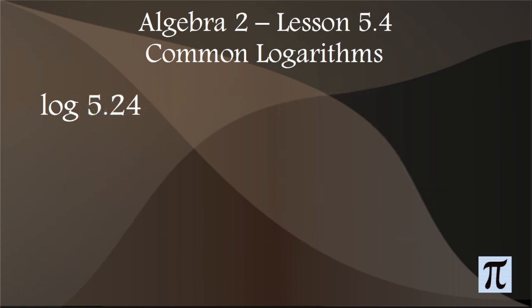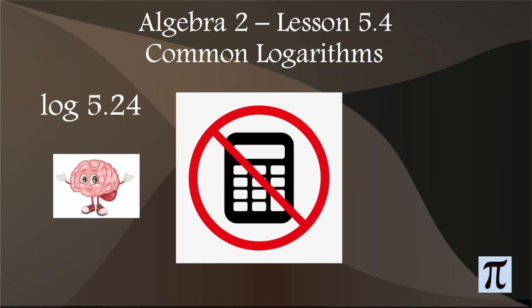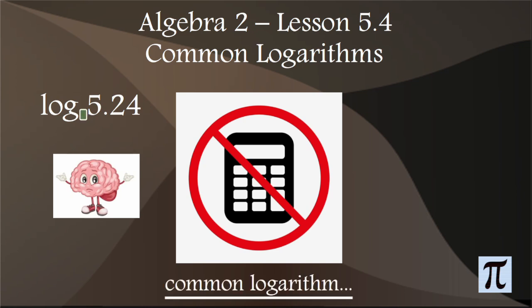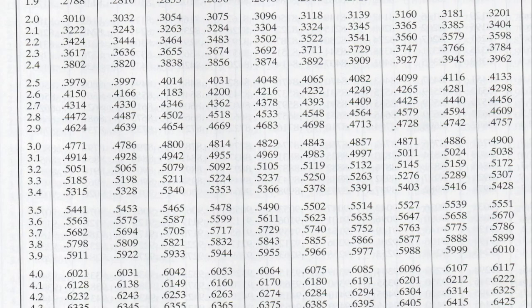What about the log of 5.24? But we can't use a calculator this time. What are we supposed to do? Well, we know we have a common logarithm because the base isn't listed, so we know we're in base 10. For common logarithms, we can use a known table of values, and it looks something like this.